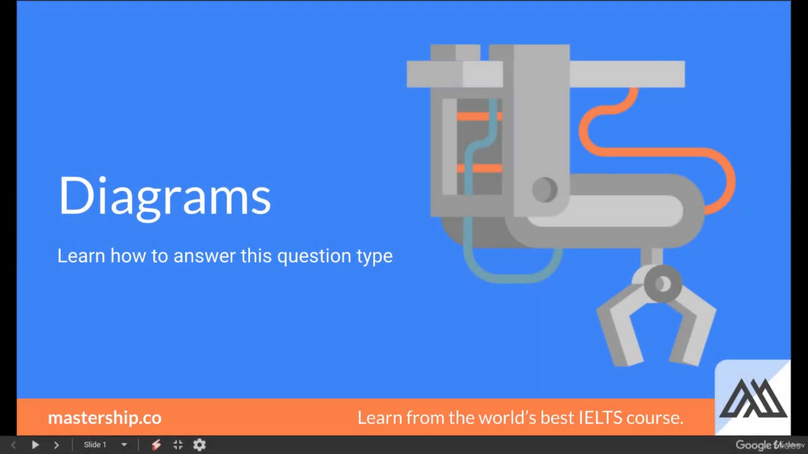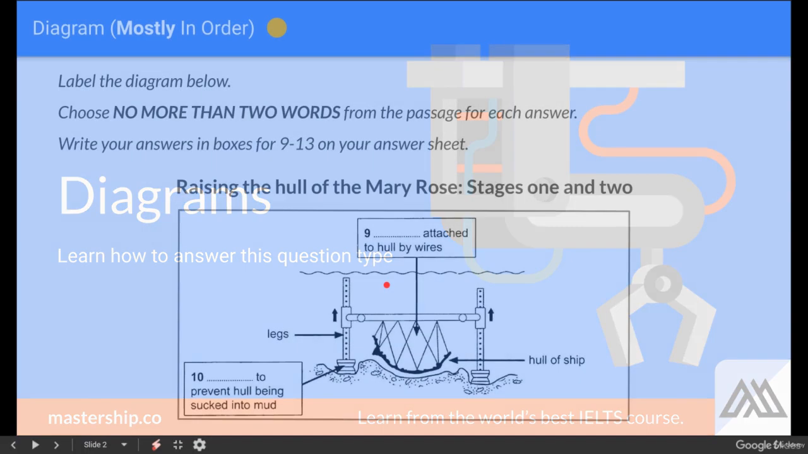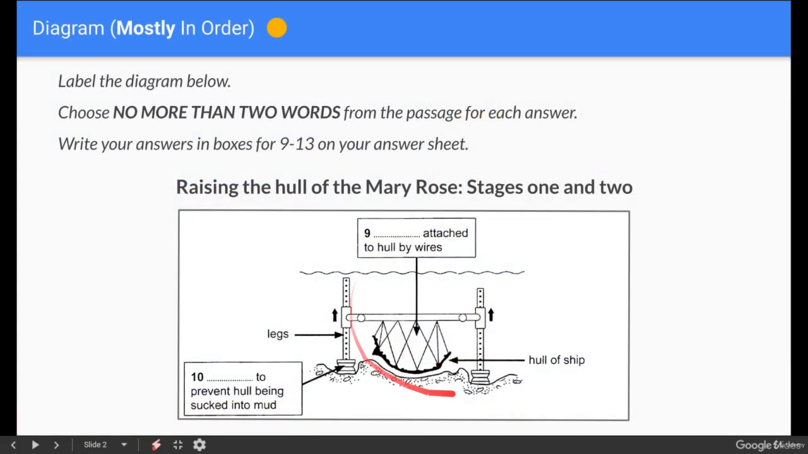In this video, we're going to be talking about the diagram question. One of my favorite questions because this question is quite easy to identify. As you can see, it says up here, label the diagram below. And this question pretty much works like a fill in the blank question. And it's not a very difficult question.